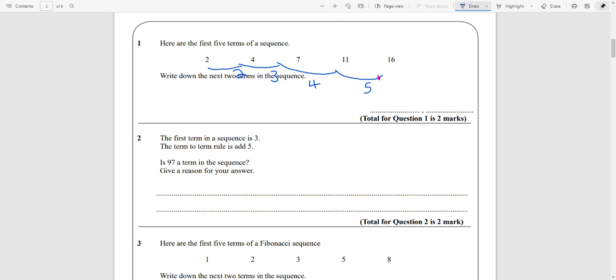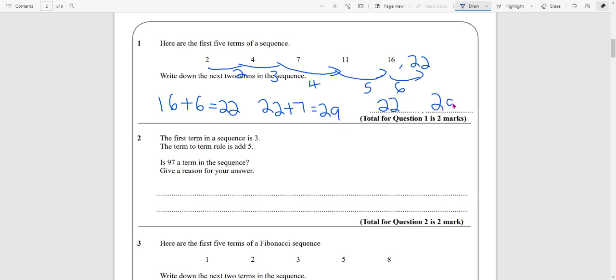So we know the next term is going to have a difference of 6. So we're going to do 16 plus 6 equals 22. So 22 is going to be the next one. Now we know the next term after 22 is going to have a difference of 7. So we're going to do 22 plus 7, that's going to equal 29. And the next term is 29.